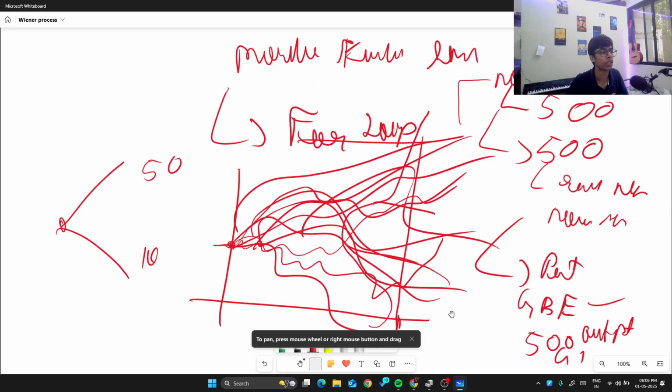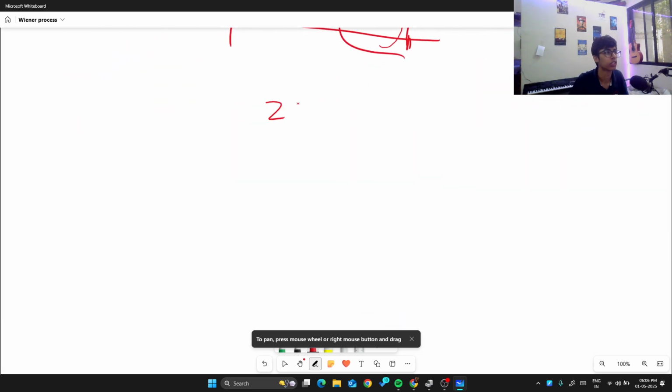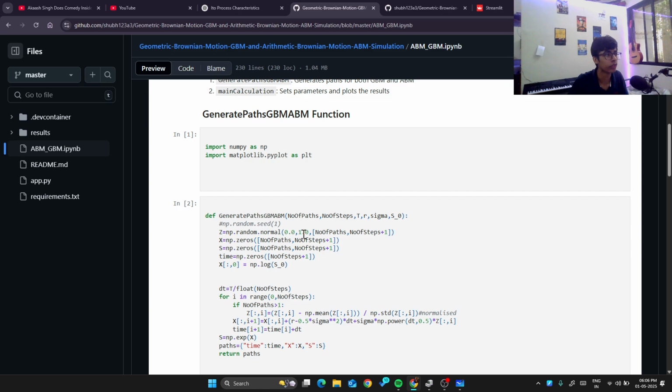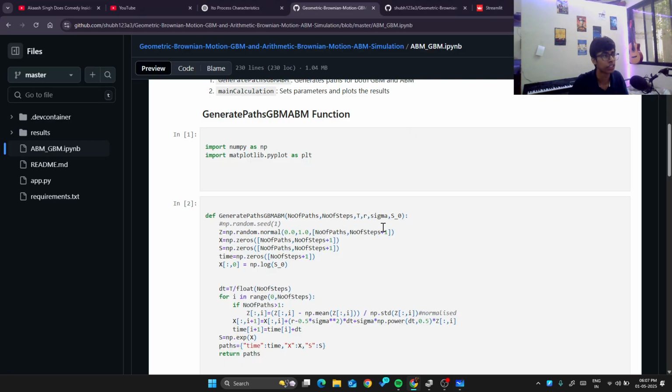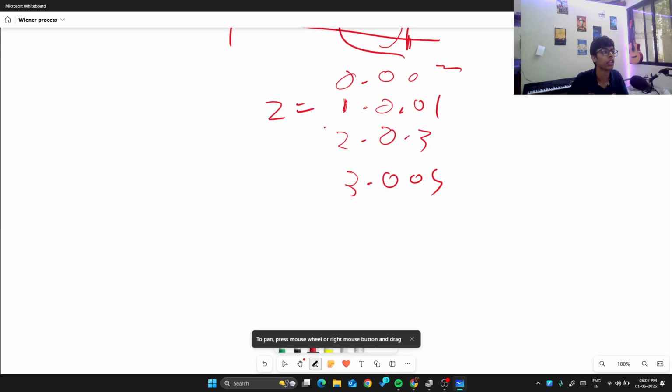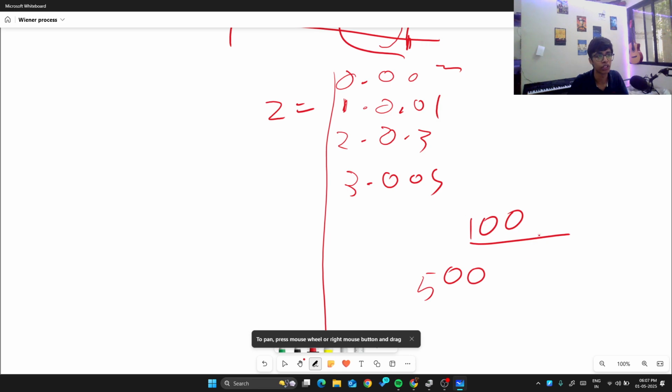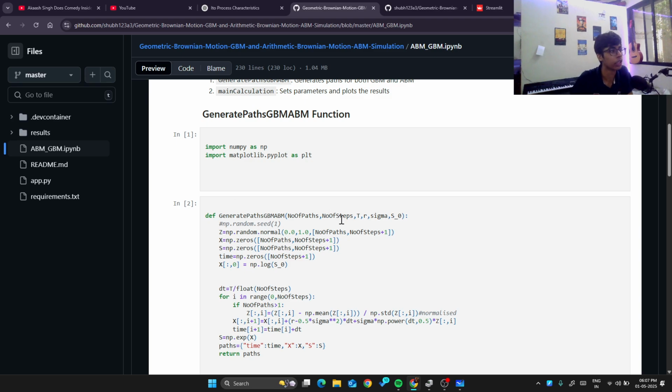Let me show you how the data type looks. Z stores our values from number of paths to number of steps. So for path 1, the values stored are 0.1, 0.2, 0.3, and so on. It starts from 0, that's why we add 1 to the number of steps. If the steps is 500, there would be 500 values. If 1000, there would be 1000 random variables. Let me show you the outcome in code.